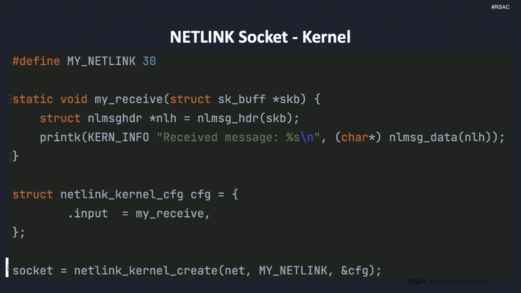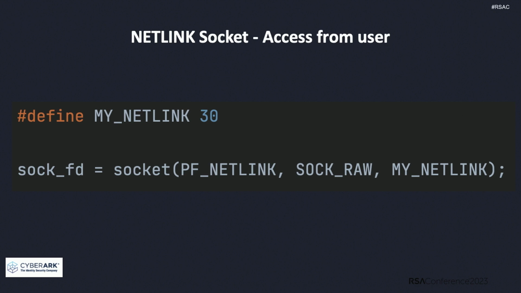The third parameter is a pointer to a configuration structure, in which we assign the input function, a function we call my_receive. So whenever we send data between the user and the kernel, the my_receive function will be triggered. The way to access it from the user mode is very simple. We just create a socket, again using the same identifier as before, and we can exchange data between the user and the kernel, and also across multiple processes, in that way between the kernel and the processes themselves.